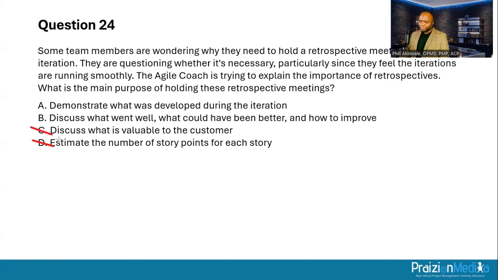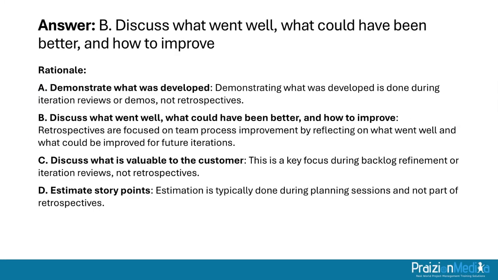Option A, demonstrate what was developed during the iteration. That's the sprint review, also known as a demo. So the best answer is B, discuss what went well and what could have been better and how to improve. Okay, let's go to our next one. So that's the rationale.